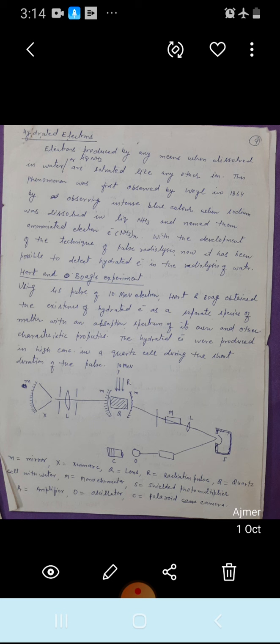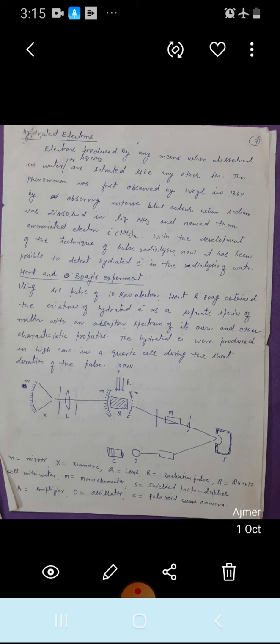Now, next is Hart and Boag's experiment. Using a microsecond pulse of 10 million electron volt electrons, Hart and Boag obtained the existence of hydrated electrons as a separate species of matter with an absorption spectrum of its own and other characteristic properties. The hydrated electrons were produced in high concentration in a quartz cell during the short duration of the pulse.